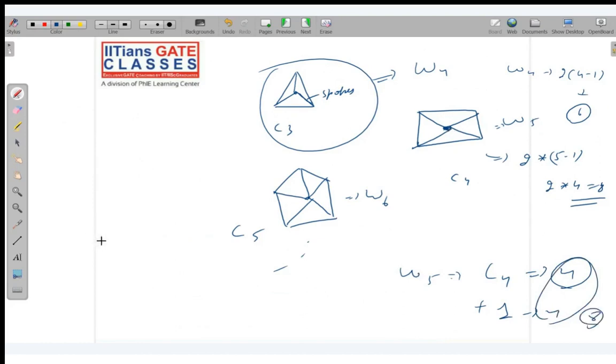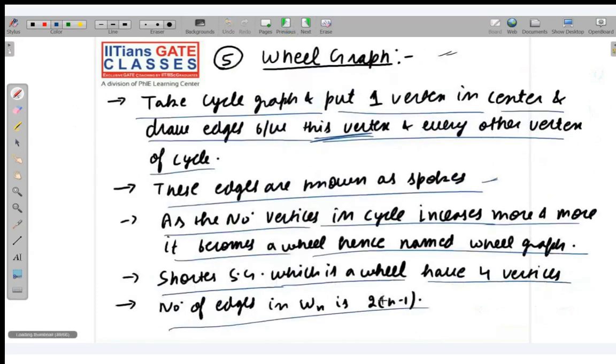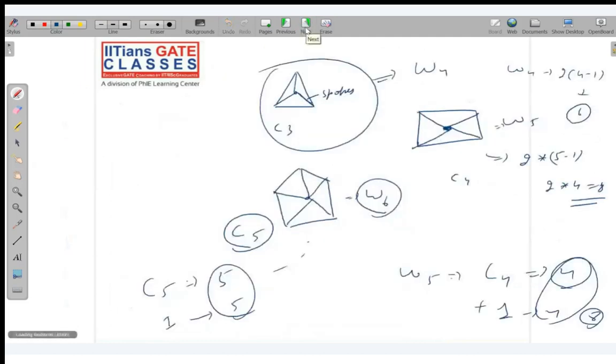Is it okay? For W6, you will take C5. For C5, 5 edges are there, and when you add one vertex, 5 spokes will be there. So 10. Okay, that's why I have written that the number of edges in Wn is 2 into n minus 1. Yeah, so you can take a snapshot of this. This is a very, very important point. Take a snapshot. I will jump to the next slide. Done, sir. Okay, so you can take a snapshot of this also.